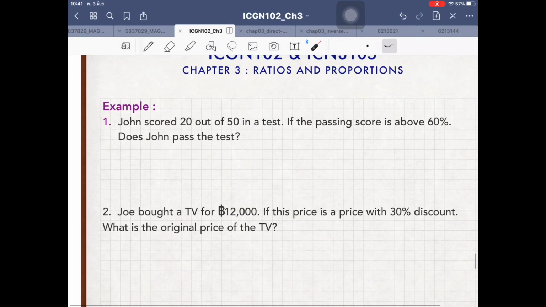So now let's see this problem. All right. John scored 20 out of 50 in a test. If the passing score is above 60%, does John pass the test? All right, so here 20 and 50 are raw scores. But in order to consider if this guy will pass the test, you need to convert from the raw score to a score in percentage, to see if it is above or below 60%.